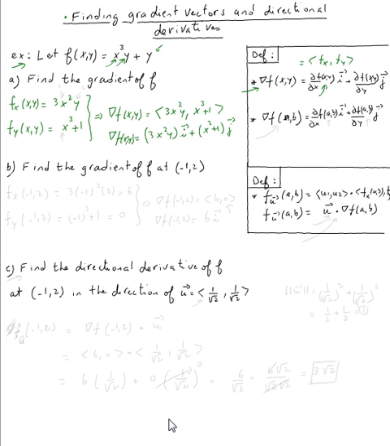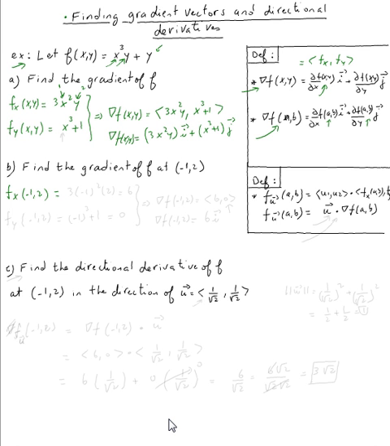Now find the gradient of f at negative 1, 2. Now we're going to use this definition. Part B means it's a given point, so all you need to do is plug it into the gradient of f. And so all we need to do is find f_x of negative 1, 2, which means plug negative 1 into x and then plug 2 into y.